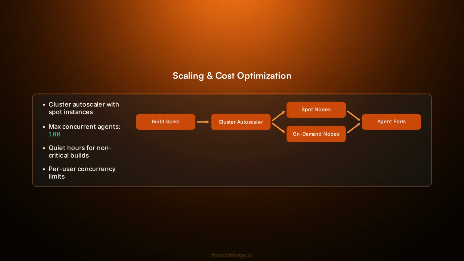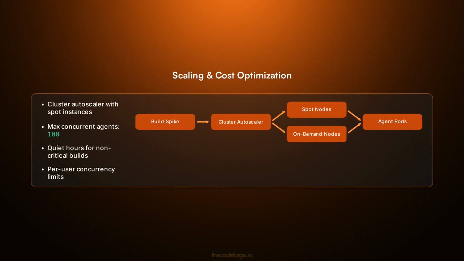During peak hours, the number of builds can spike 10x. We use cluster autoscaler to add nodes when pods are pending and spot instances for cost savings. We also set a maximum number of concurrent agents and implement a queue-based throttle.